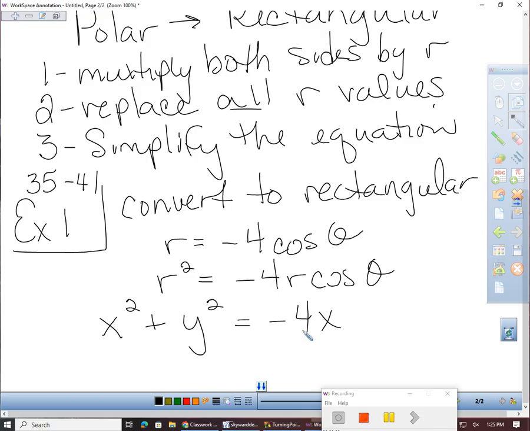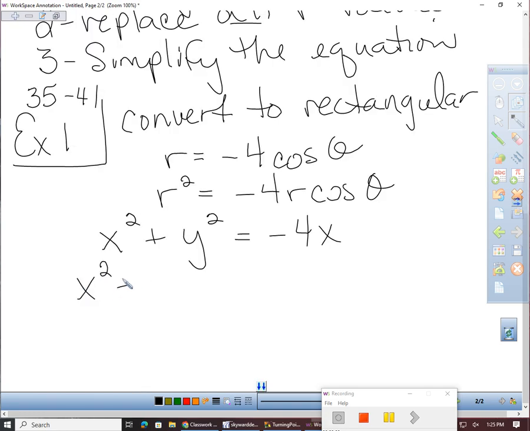Now, here's where the fun begins. This we know is going to make a circle. We're going to have to move this over and complete the square to figure out where the center of the circle is and what the radius is. So hopefully we all remember how to complete the square. To simplify this equation, the first thing we're going to do is move our -4x to the other side. So I have x squared plus 4x. I'm going to leave a blank because I've got to complete the square, plus y squared equals. Actually, I can put a blank on that side too. That might make it easier.